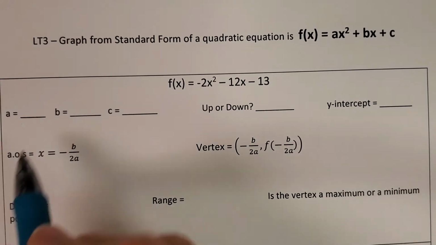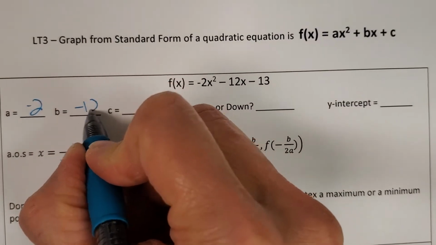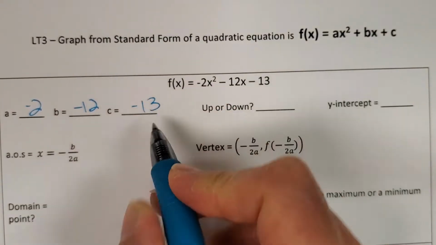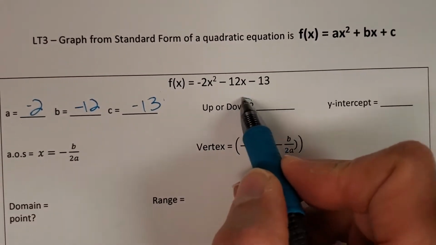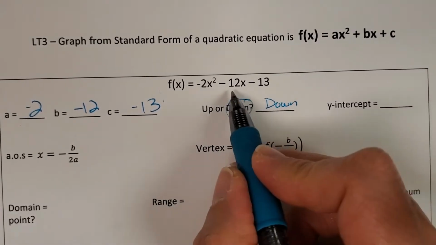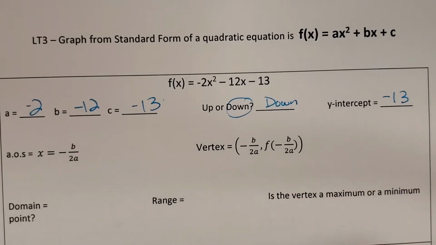So the first thing we do is we look in front of the x squared to find our A, we look in front of the x to find our B, and we look at the end to find our C. Remember, that's our y-intercept. C is the y-intercept. It opens down because it's negative. The quadratic coefficient is negative, and we know our y-intercept is negative 13.